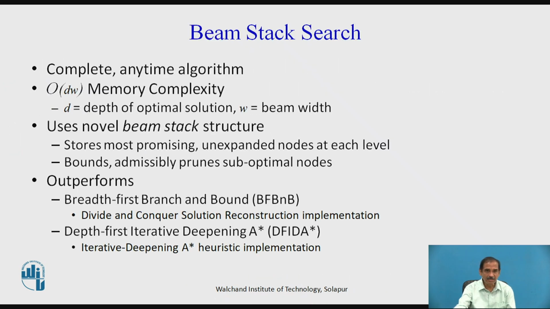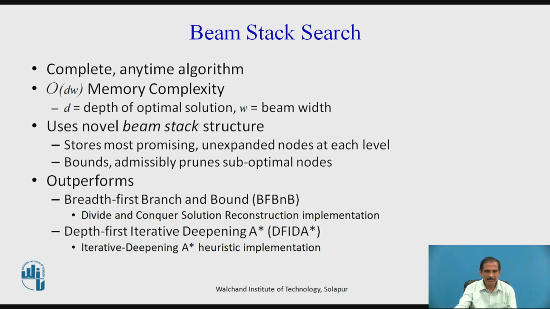Beam stack search is another algorithm which concentrates on having completeness at any time. Therefore, it is called a complete anytime algorithm. It has a memory complexity of O of D into W, where D is the depth of the optimal solution and W is the beam width. It uses the novel beam stack structure which stores the most promising unexpanded nodes at each level. It uses admissible bounds to prune suboptimal nodes.